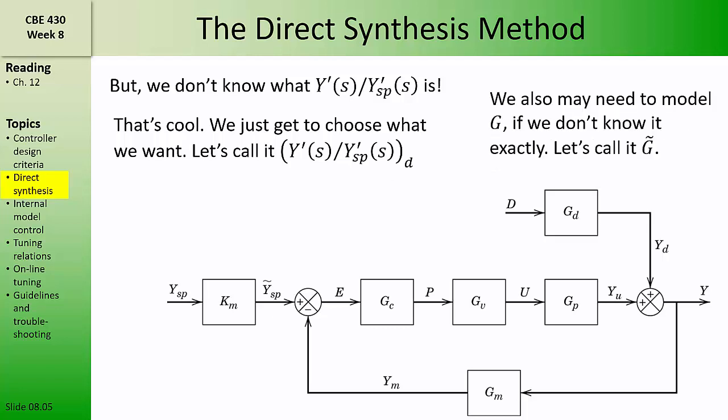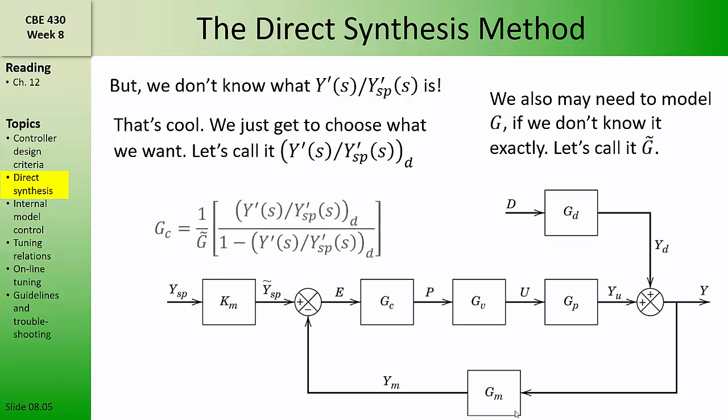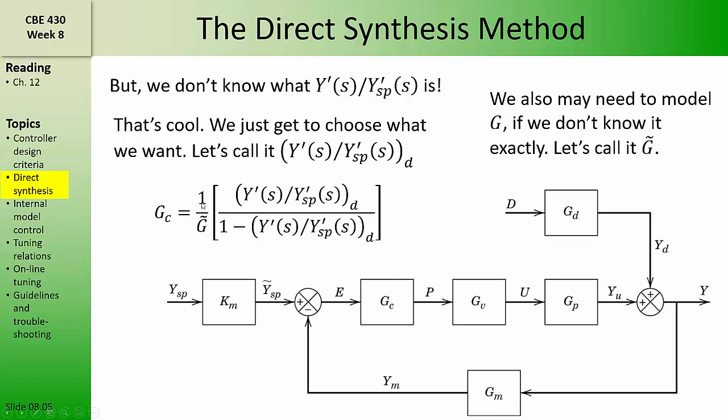Now, in order to tune our feedback controller, we may also need a model for G if we don't know it exactly, or if we want to make approximations. So we'll call our model for G, G tilde, which is how we expect the process, the valve, and the measurement to behave, even if we don't know exactly how they will behave, or if G tilde contains approximations. Now we can write the controller transfer function as the reciprocal of our model G tilde times this ratio of the desired servo transfer function to 1 minus the desired servo transfer function.